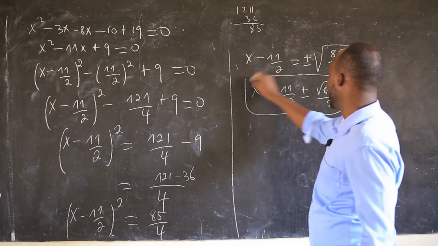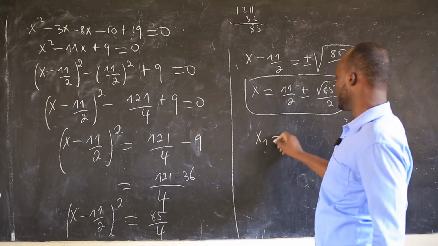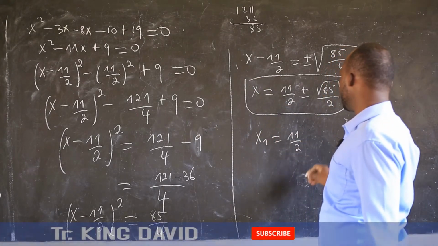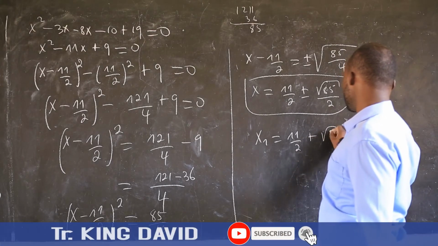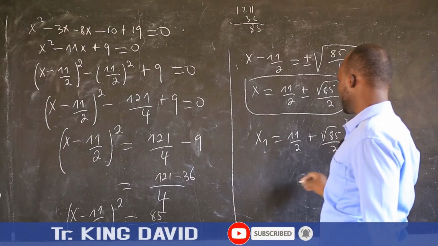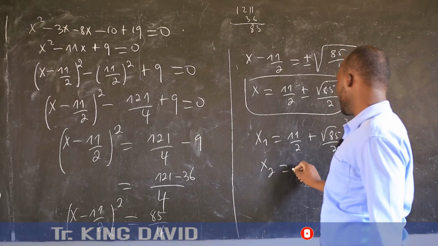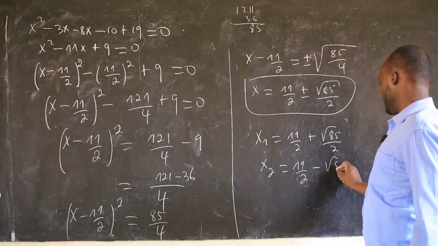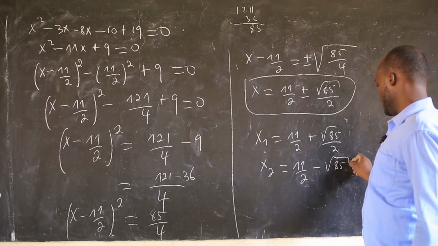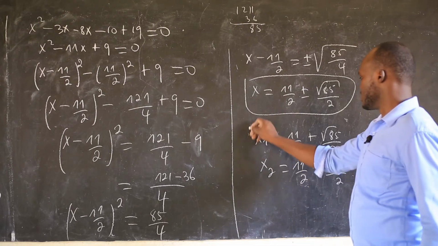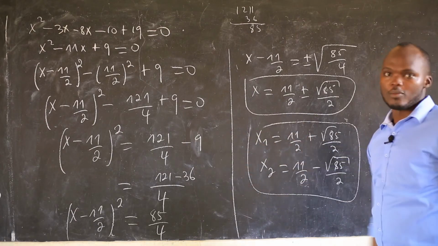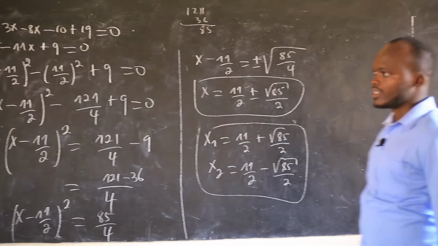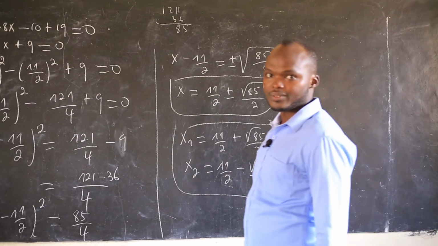Meaning that our x1 will be equal to 11 over 2 plus root 85 over 2. Then x2 will be 11 over 2 minus root 85 divided by 2. So those are the values of x. I hope you don't have any question. Let us go to the quadratic formula.